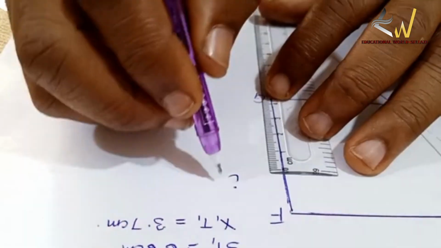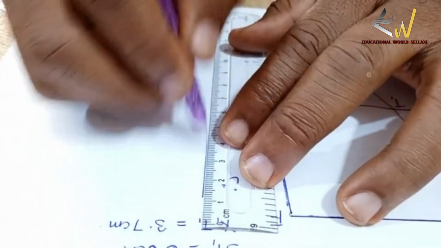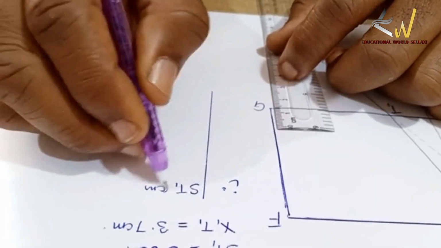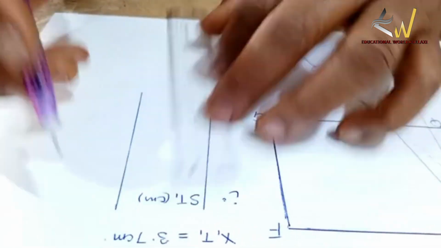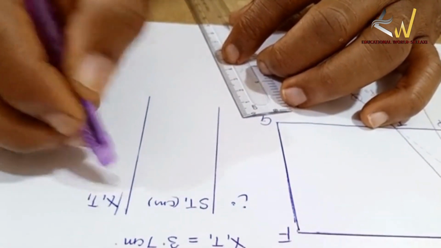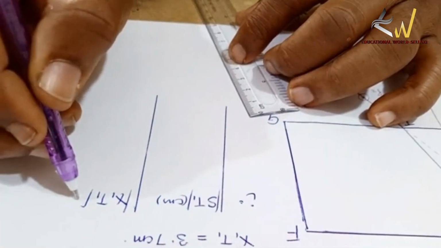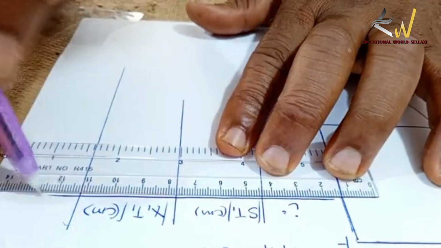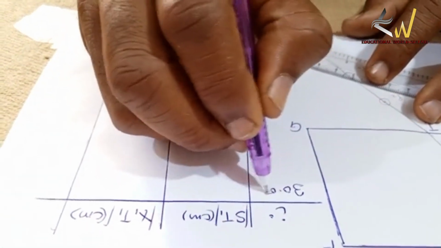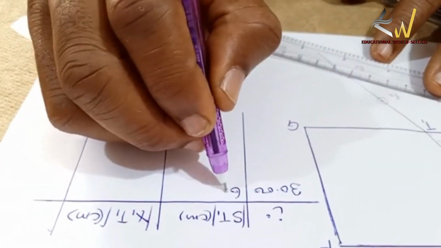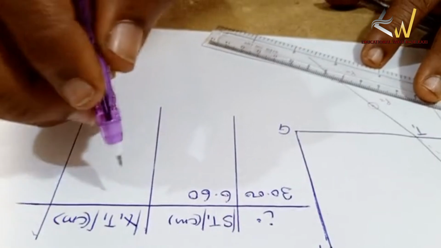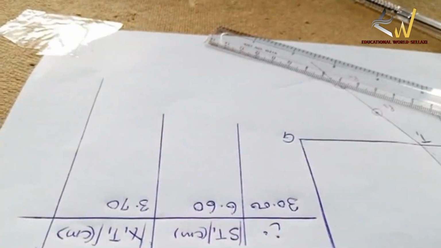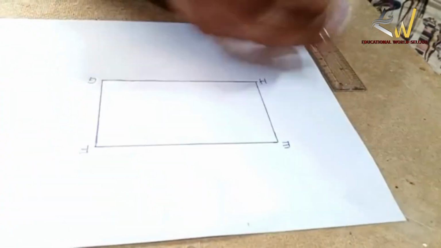So we are going to form our table of values. We have the angle of incidence, as I, in degrees. Then we have ST1 in centimeters, and we have X1T1 also in centimeters. Our fixed value here, the angle of incidence, is 30 degrees. So we can put 30.00. Now ST1 is 6.60 centimeters and X1T1 is 3.70 centimeters.